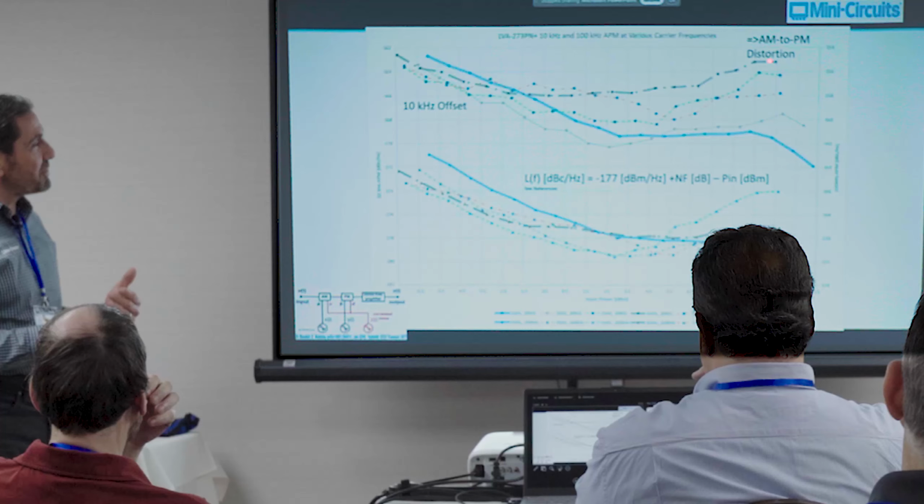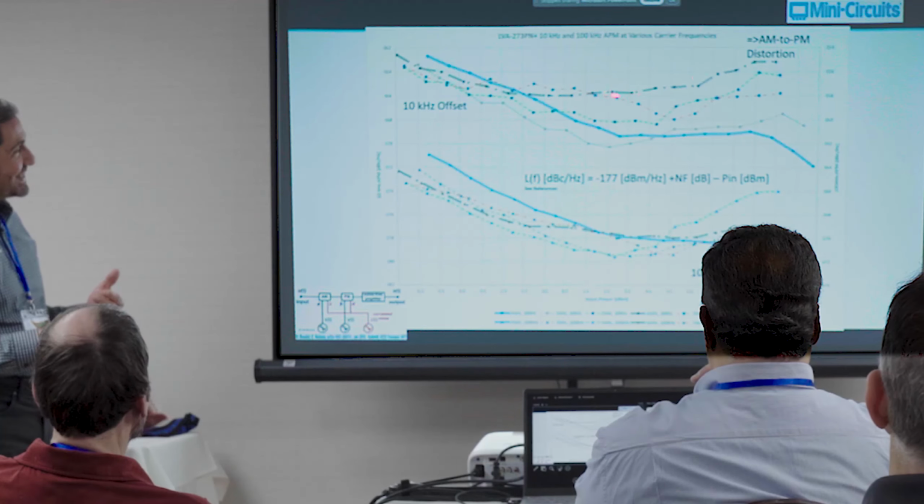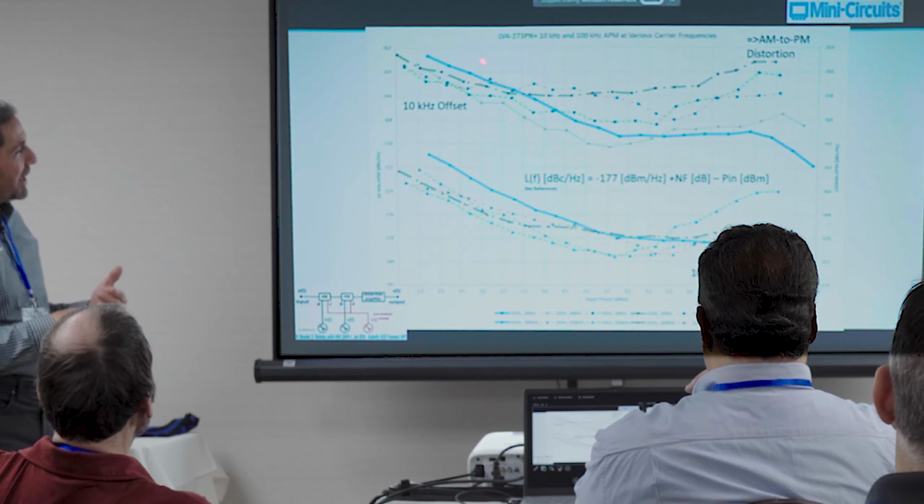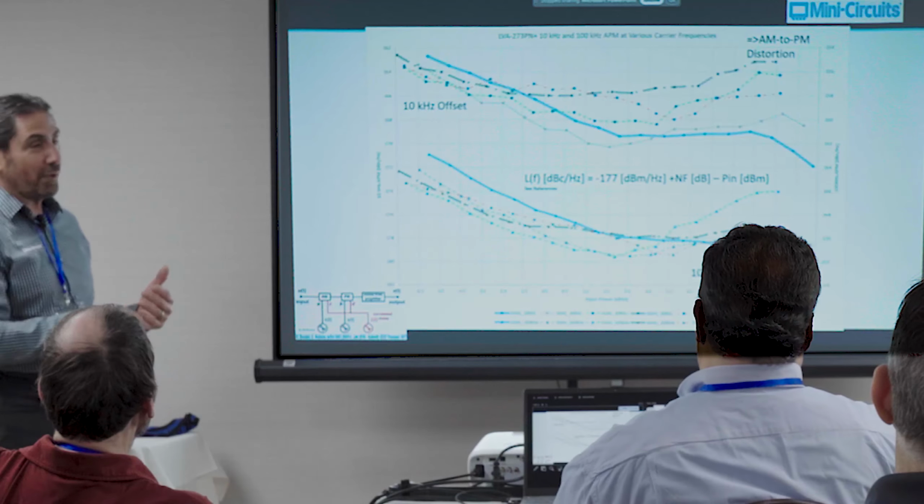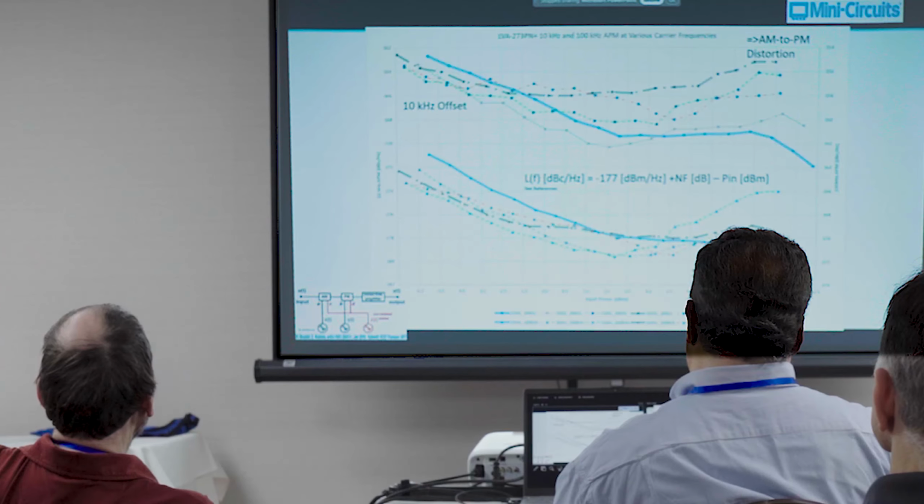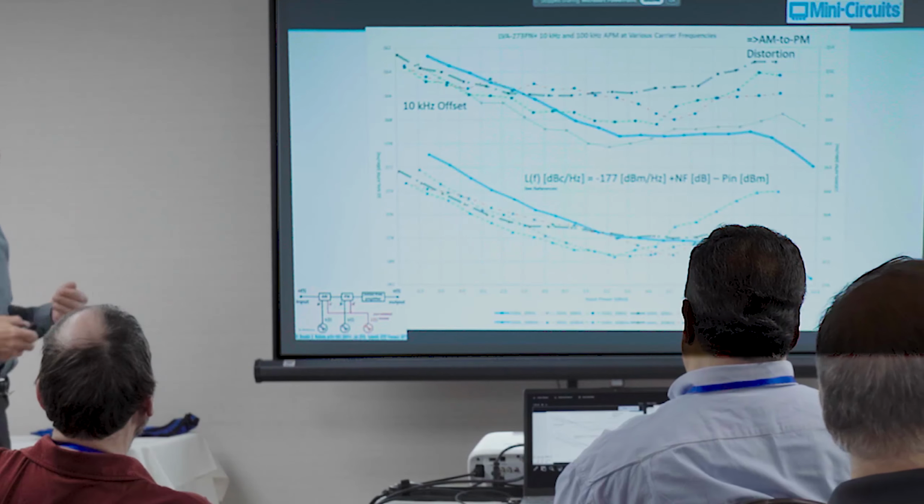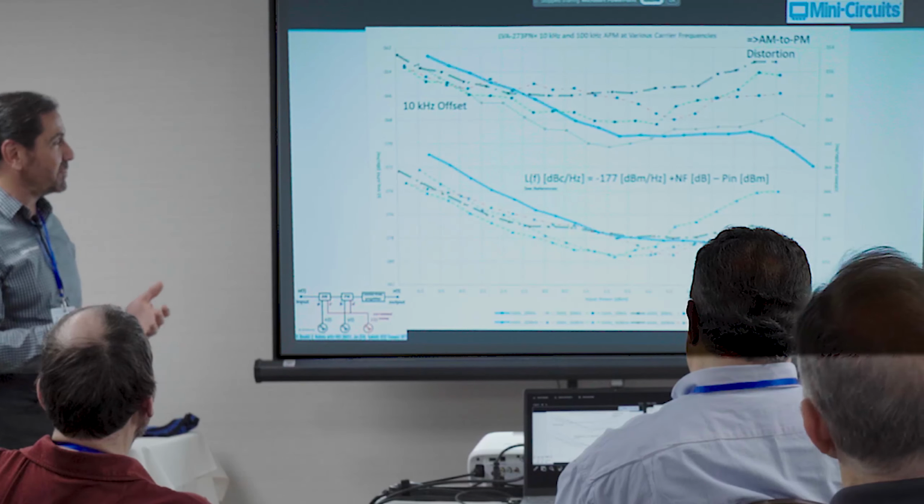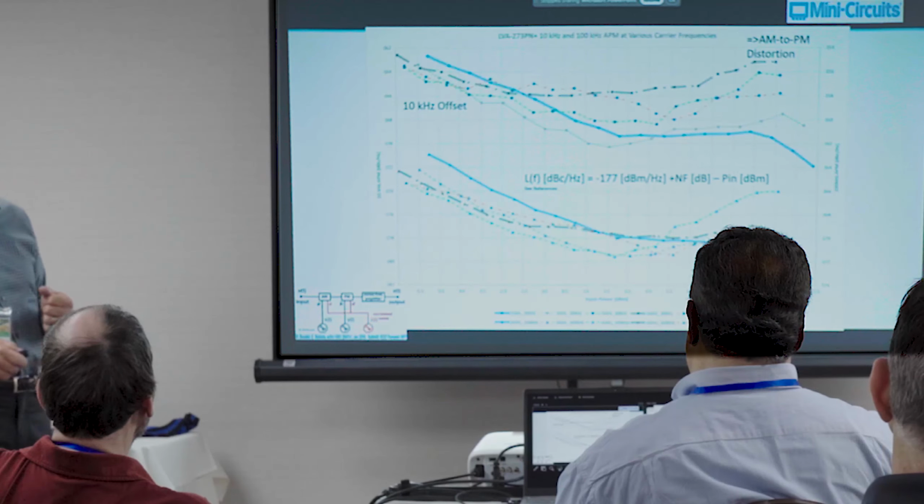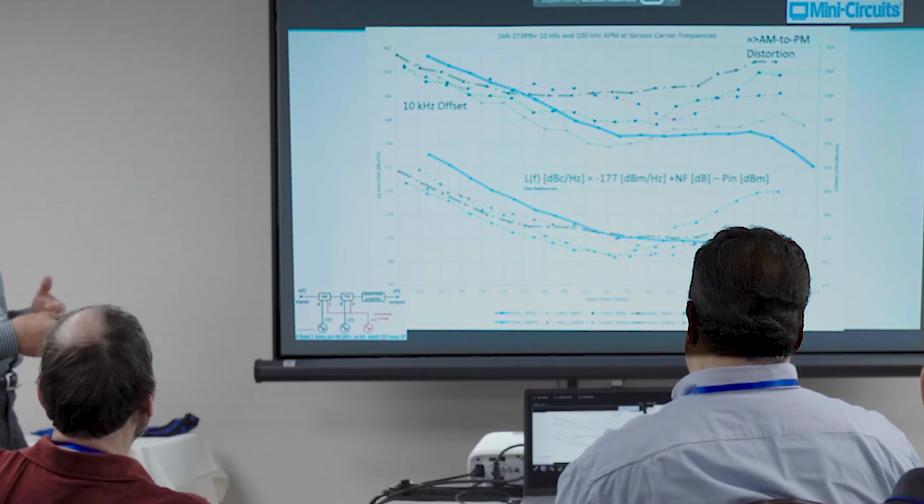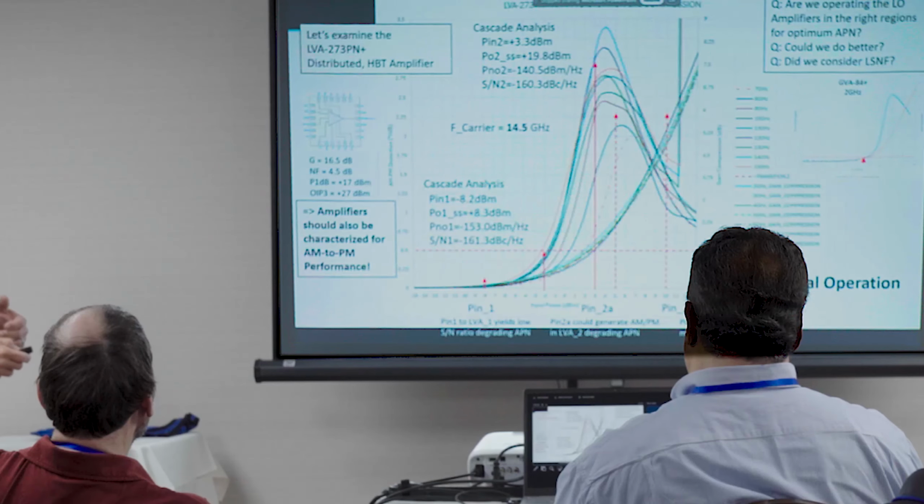If you change the carrier frequency, so for instance, here's 6, 7, 8, you can see they all reach this inflection point. When you go beyond that, you start to degrade your additive phase noise, and it's happening faster than you're increasing your input power. So you're losing signal to noise ratio here. Again, why are we seeing this?